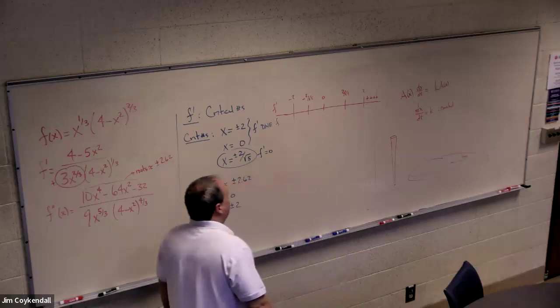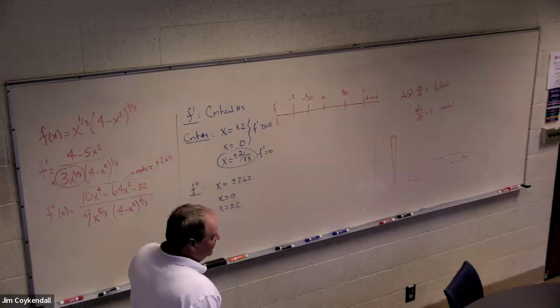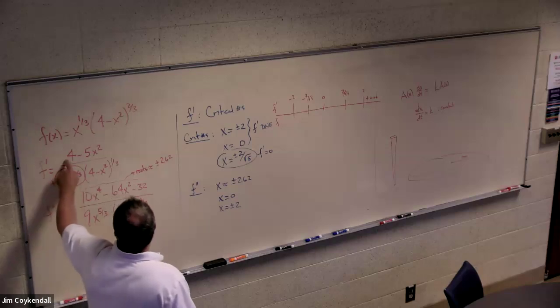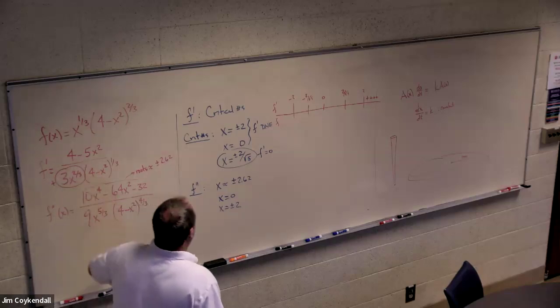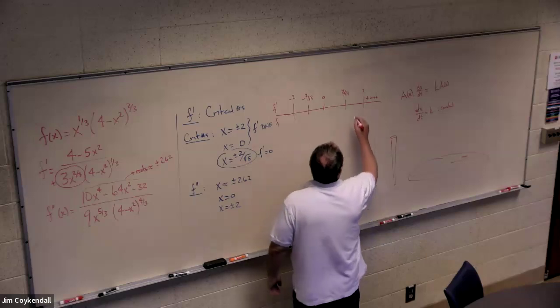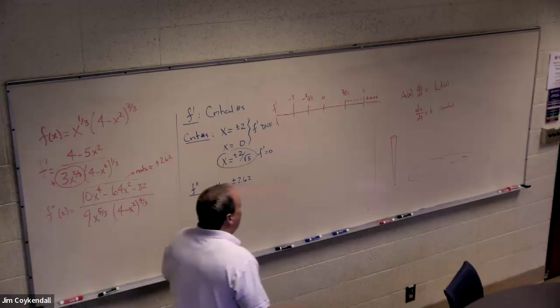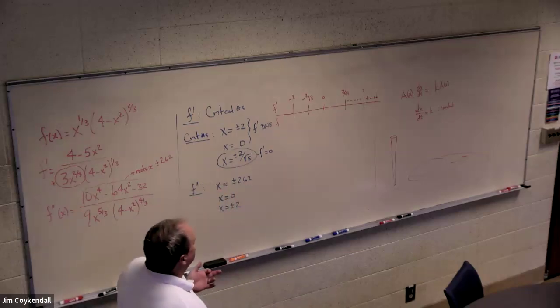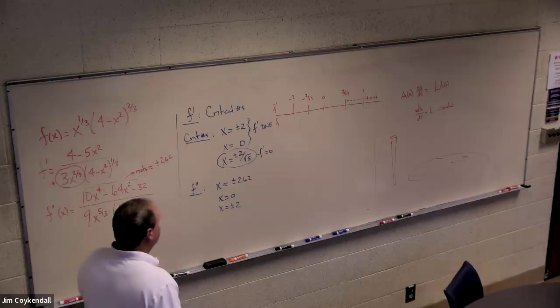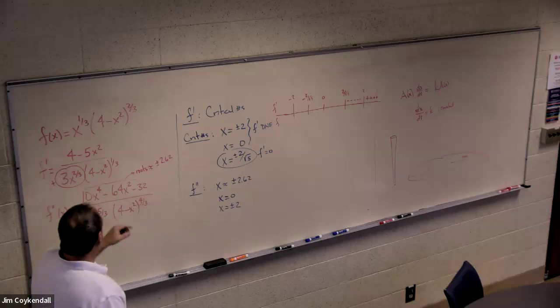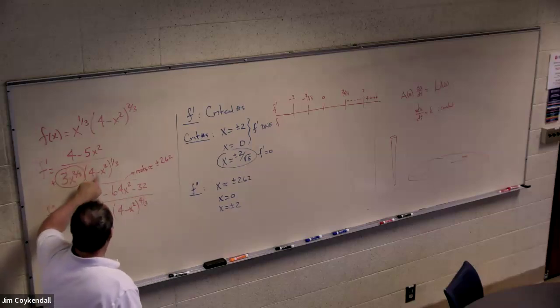What happens when I'm between 2 over radical 5 and 2? Something like, for example, 1, because 1 is actually a little bit bigger than 2 over radical 5. I get negative, positive. How about something between 2 over radical 5 and 0, something very, very small, but still positive? I get positive, positive, positive.